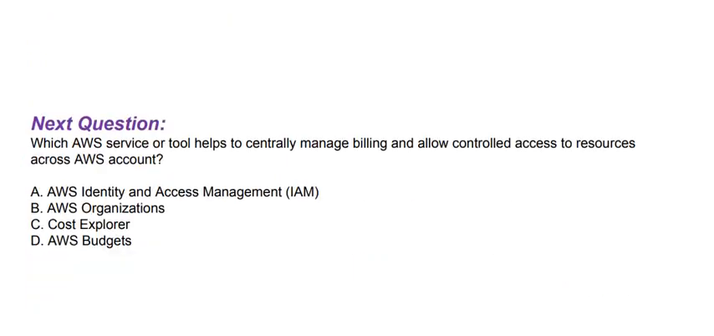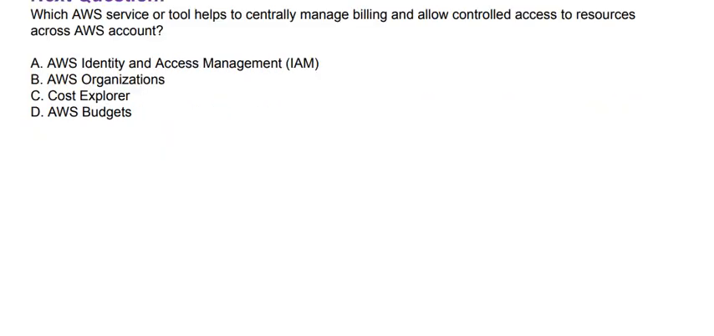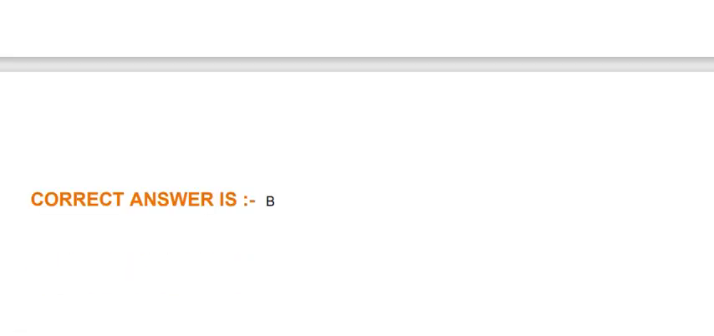Next question is, which AWS service or tool helps to centrally manage billing and allow controlled access to resources across AWS accounts? Option A, AWS Identity and Access Management. Option B, AWS Organizations. Option C, Cost Explorer. And option D, AWS Budgets. The correct answer is option B.